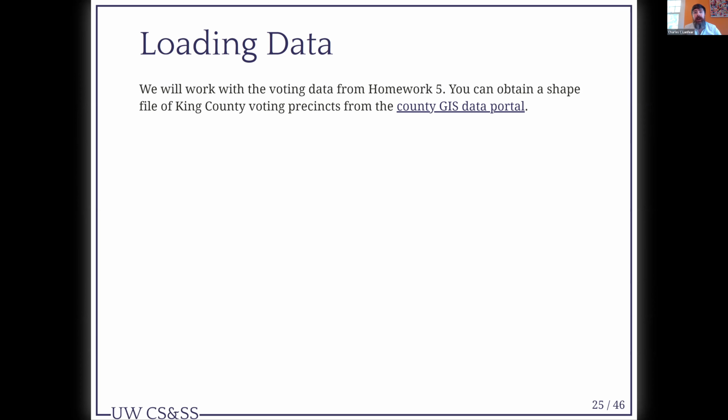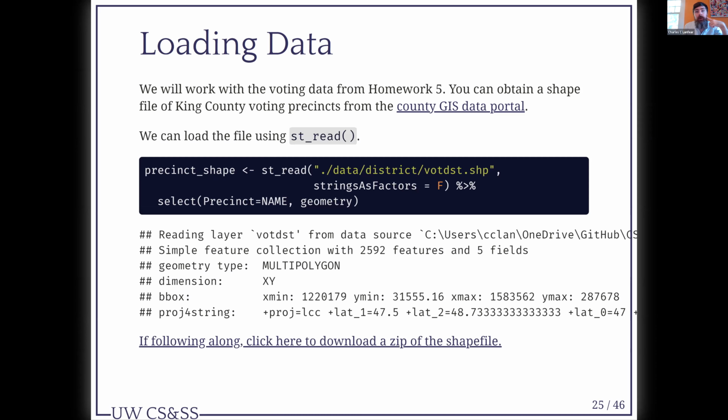Okay. So what we want to do here is load in some data to work with. For SF here, I'm going to work with homework 5's voting data. We remember the mildly traumatic homework 5, where I gave you a garbage administrative data set and made you get election numbers for it. We're going to work with that. We can get a shapefile of King County voting precincts from their GIS data portal, right? We can just pull it down and join our data onto it. We can load that file in using st_read.